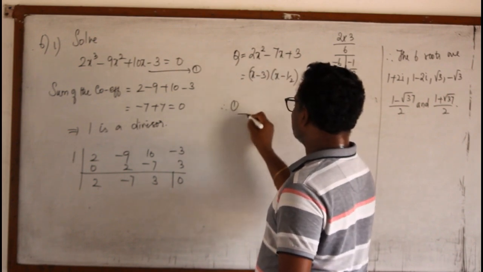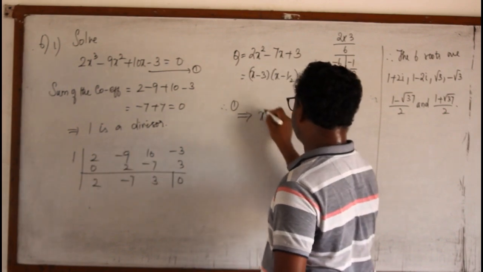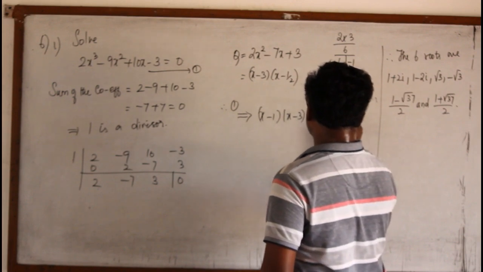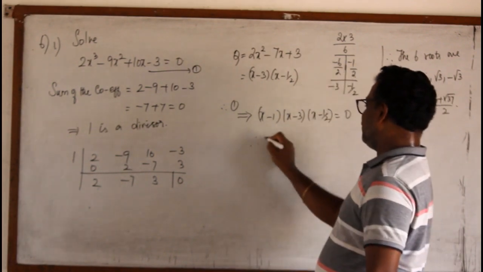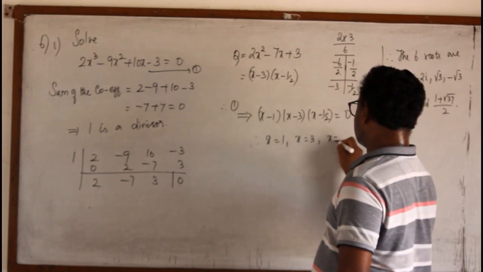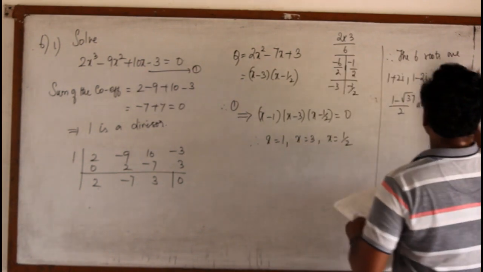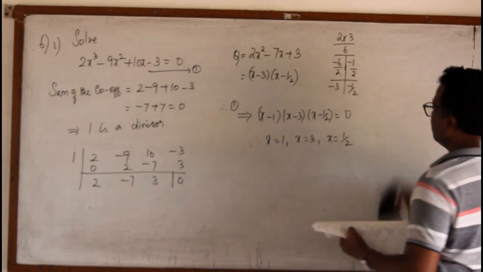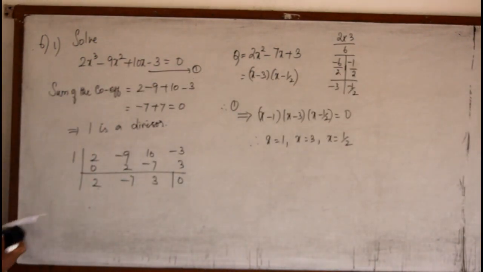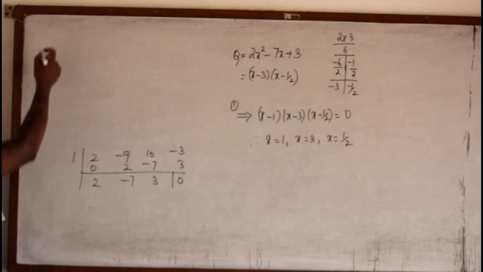Therefore, given equation 1 can be written as, already 1 is a divisor, means x minus 1 is a factor, then x minus 3, x minus 1 by 2 equal to 0. Therefore, x equal to 1, x equal to 3, x equal to plus 1 by 2. So we got all the 3 roots. So this is how we can solve by finding a root using the coefficients. Similarly, second problem under 6.